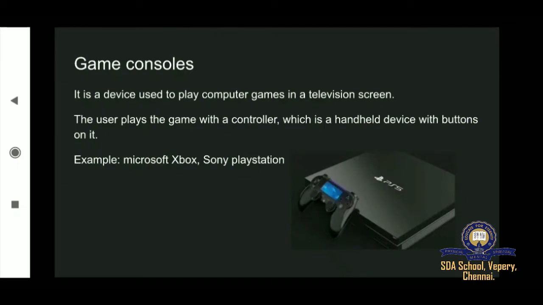So game consoles. Everybody must like to play games on your computer, right? A game console is a device used to play computer games on a television.